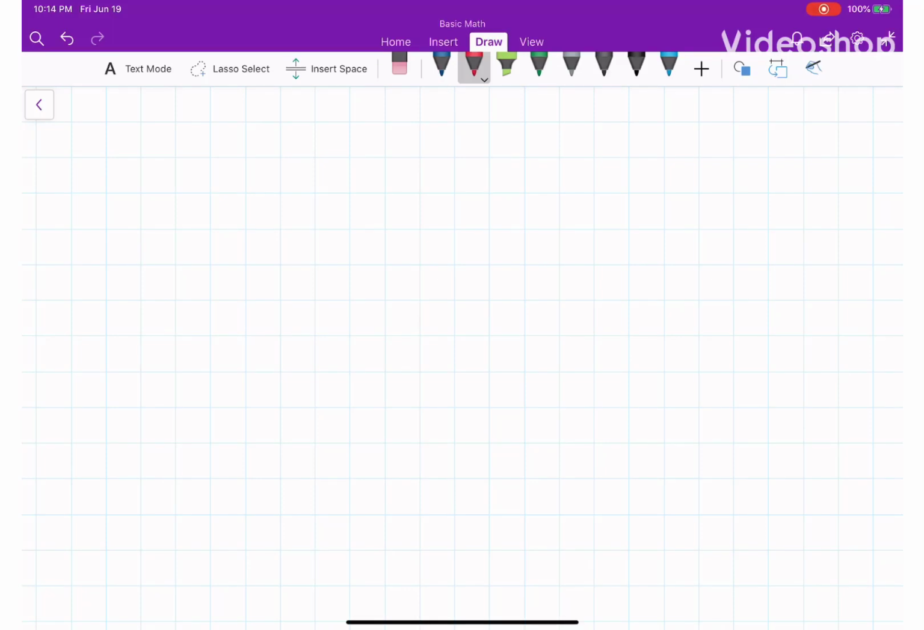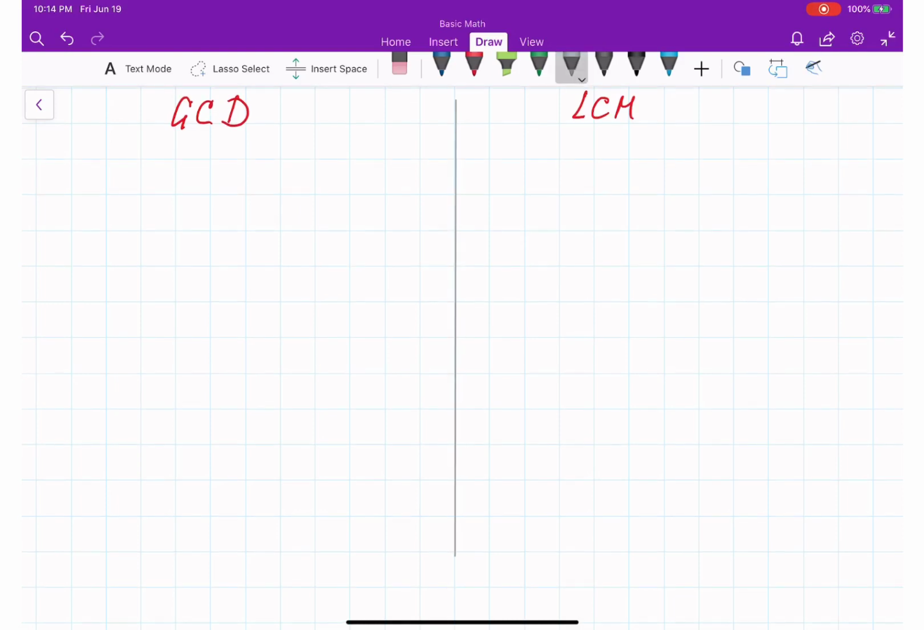So we're going to explore GCD, greatest common divisor, and LCM, least common multiple. Okay, what is LCM and where do we use it?